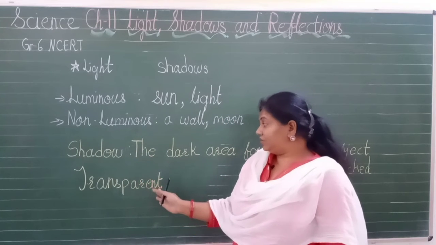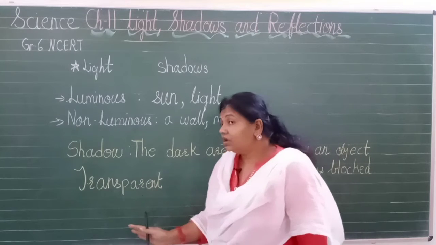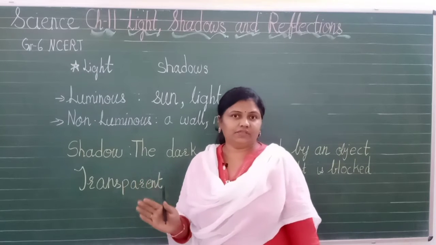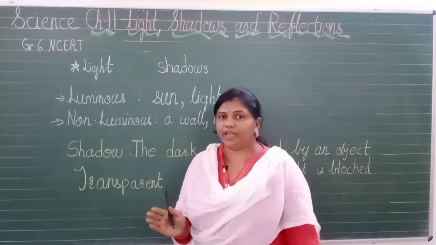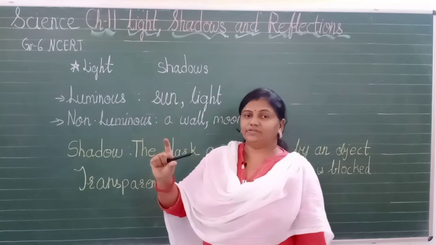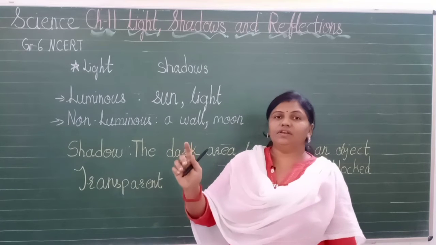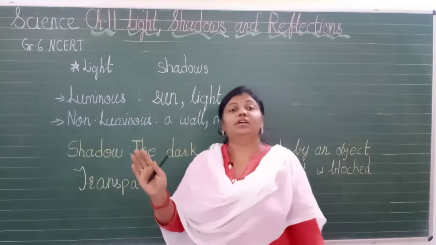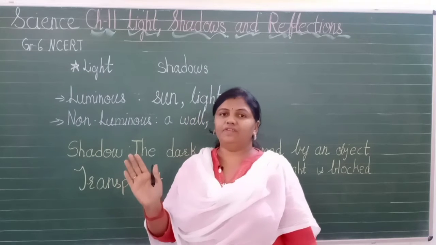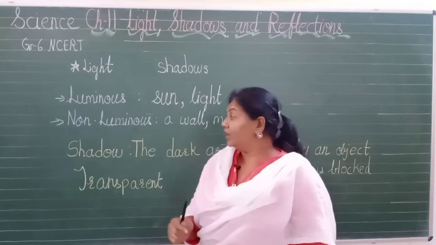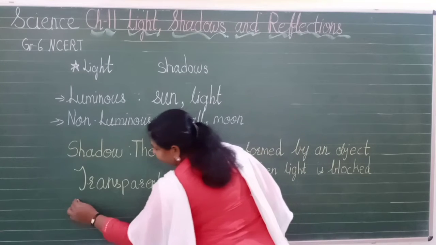Now transparent objects will form a feeble shadow. Feeble means not clear. You can try on your terrace. You keep a transparent glass in the sunlight, you will see a shadow, but not a clear one. It is feeble, very light. Okay. Now translucent.